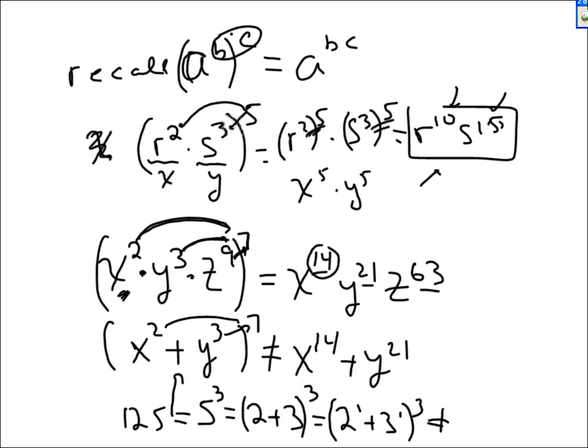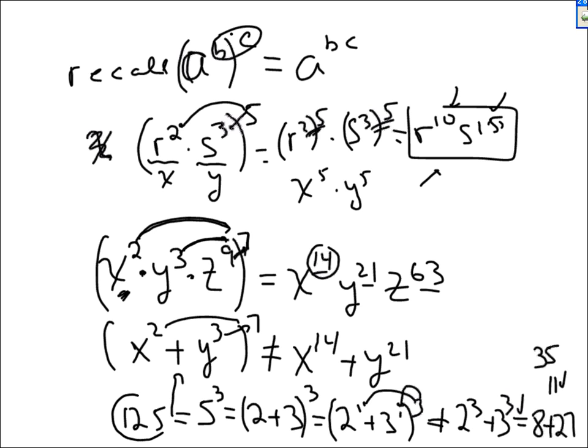This is not equal to 3 times 1 is 3. So 2 cubed plus 3 times 1 is 3, 3 cubed. Which is 2 cubed is 8, plus 3 cubed is 27, and 8 plus 27 is 35. 125 does not equal 35. It falls apart right there. You cannot do that over addition.